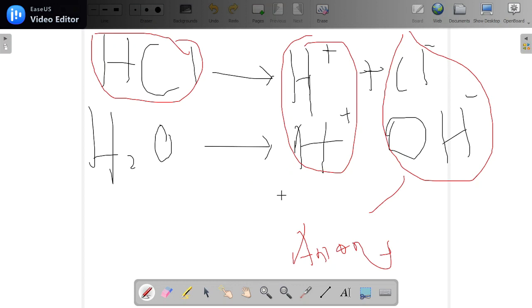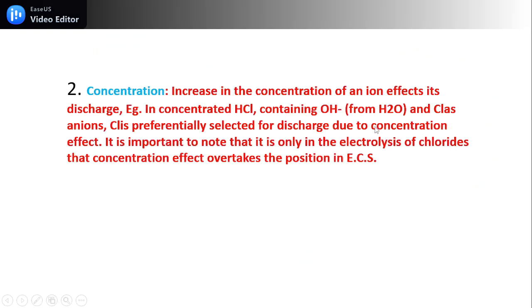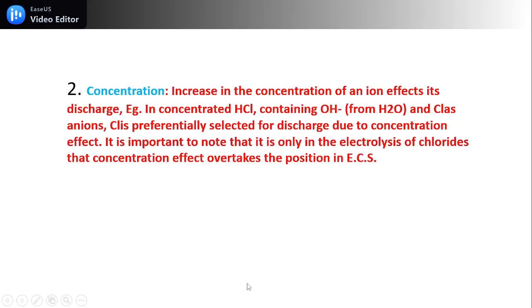So the anions here are OH minus from H2O and Cl minus ions. What is it saying? It states that the chloride ion is preferentially selected for discharge, due to the concentration effect. Can you see that now?